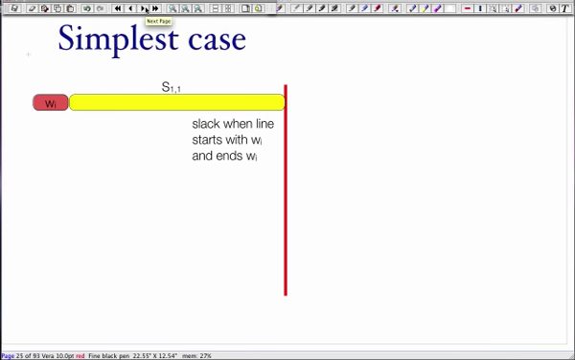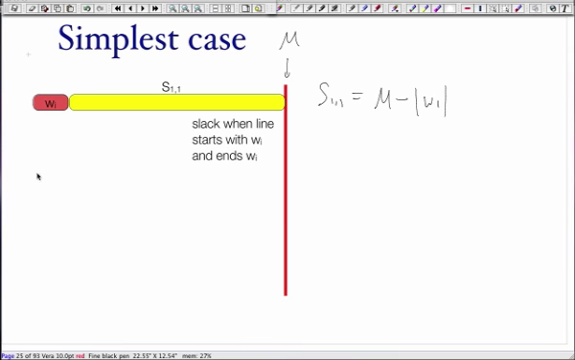So, the simplest case: when you start at word 1 and you typeset only word 1 on that line, what would the slack be? What is this yellow bar right here? If this was the margin m, remember that's a parameter of the problem, yes? Exactly. Slack 1,1 is just the margin minus the length of the first word.